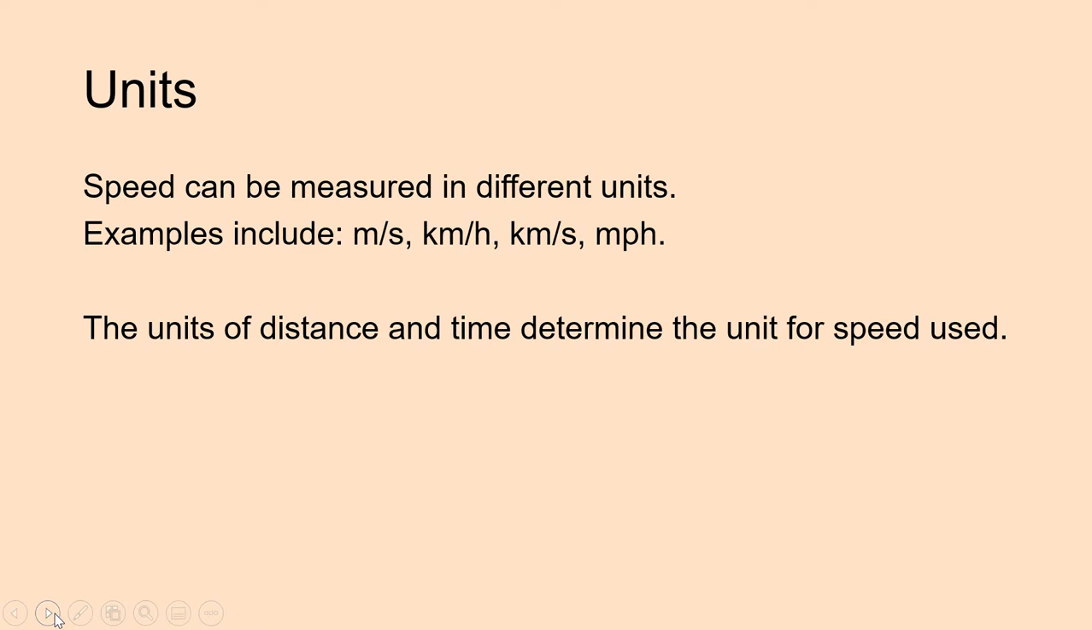Speed can be measured in different units. Examples include meters per second, kilometers per hour, kilometers per second, miles per hour. The units of distance and time determine the unit for speed used. So if our distance is measured in meters, it will be meters per something or kilometers per something. And for time we might use per second, per hour, per year. It all depends on the thing that we're measuring.